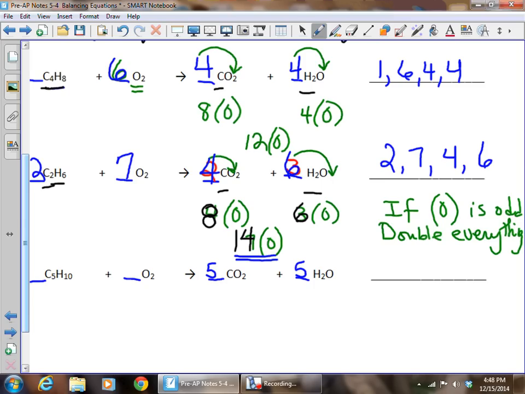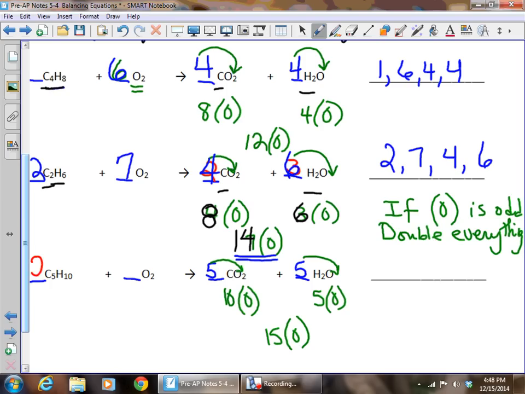And now remember, we add up our oxygens. We've got 5 times 2, we've got 10 oxygens on this side. 5 times the 1, we've got 5 oxygens on this side for a total of 15 oxygens. And that is not going to work because we have odd oxygens. If we have odd oxygens, remember we double everything. So I'm going to go back in.